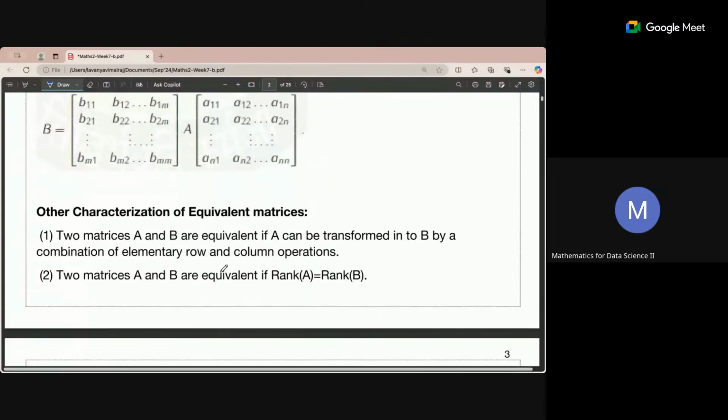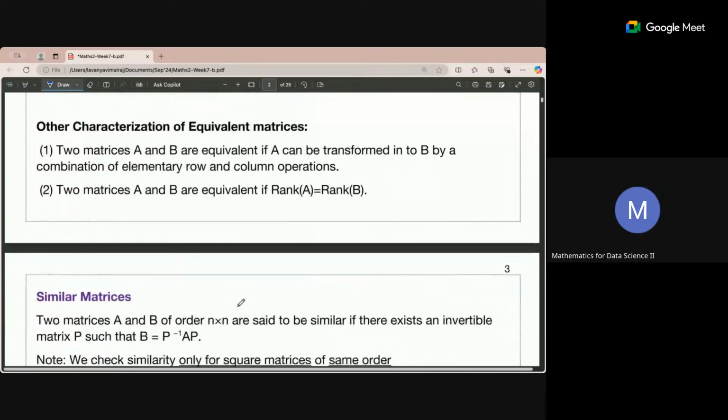Similarly, here are some characterizations of equivalent matrices. Two matrices A and B are equivalent if A can be transformed into B by a combination of elementary row and column operations. Two matrices A and B are equivalent if the rank of A is equal to the rank of B. This is the most general method to verify equivalent matrices. If this is true, then we know that A and B are equivalent, right?